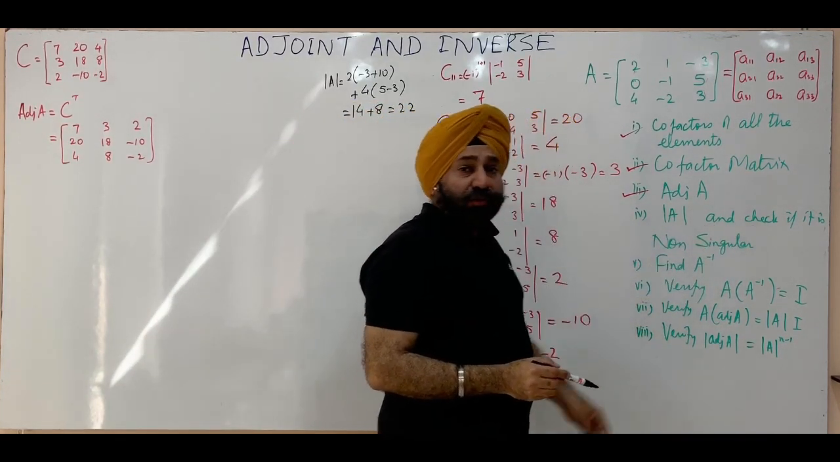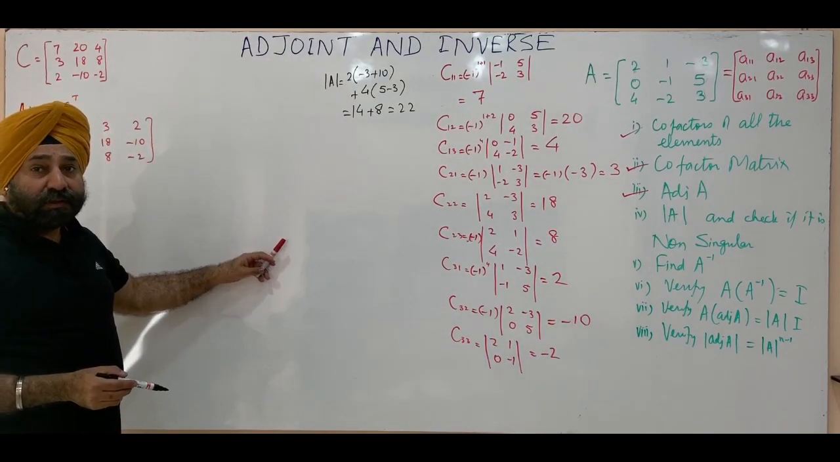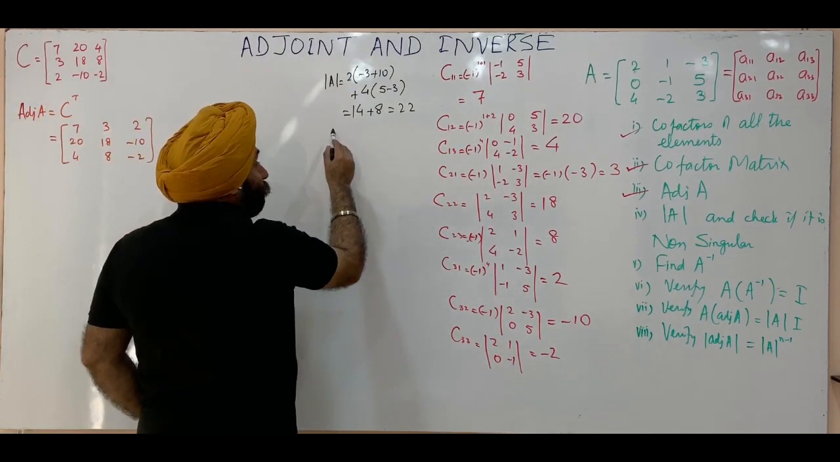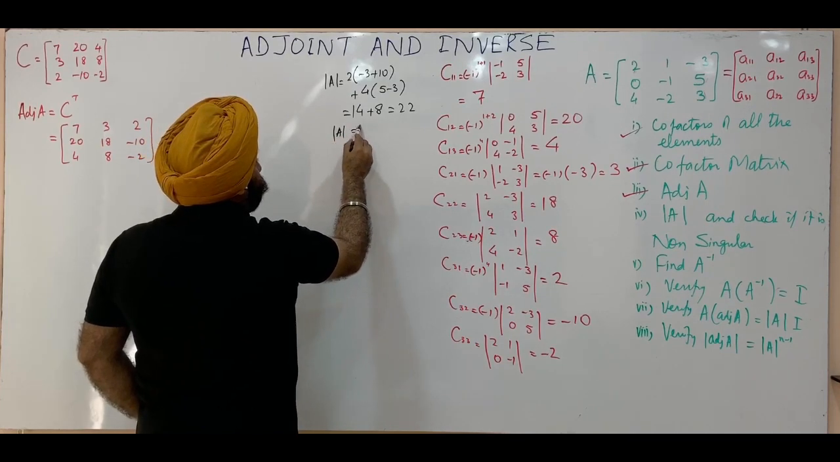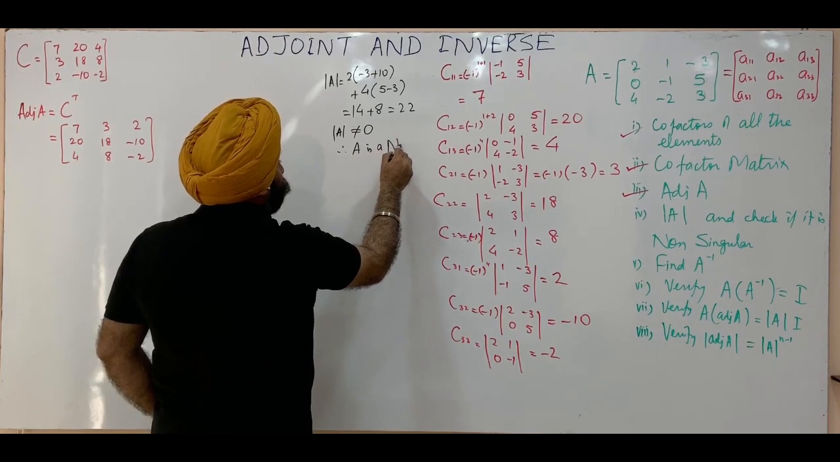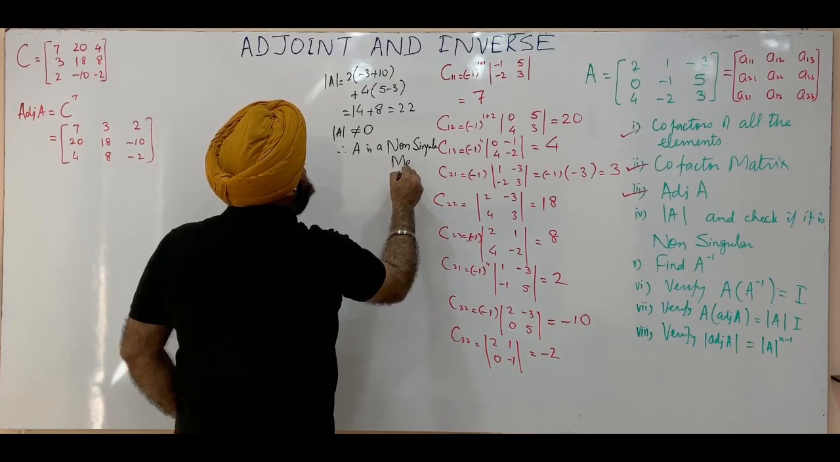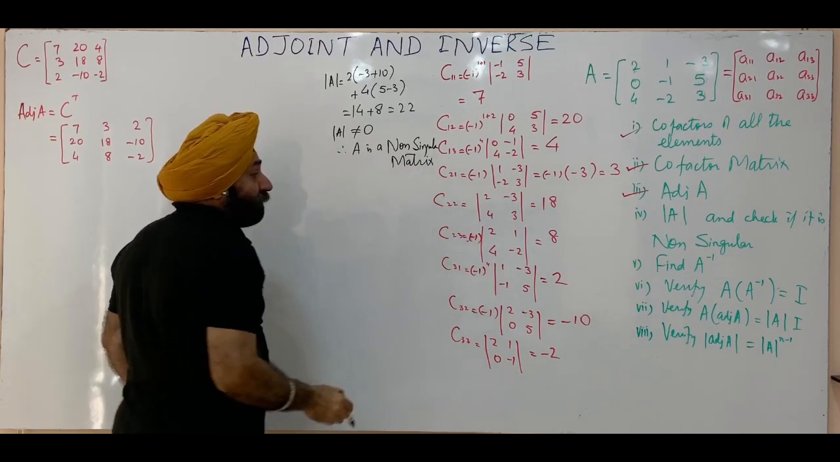So can we say it's a non-singular matrix? Yes, it is a non-singular matrix because the determinant of A is not equal to 0. Since the determinant of A is not equal to 0, therefore A is a non-singular matrix. This is a non-singular matrix.